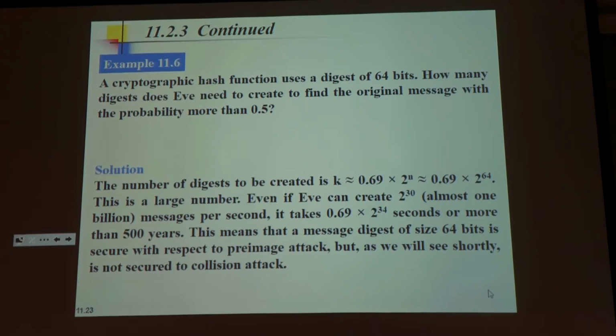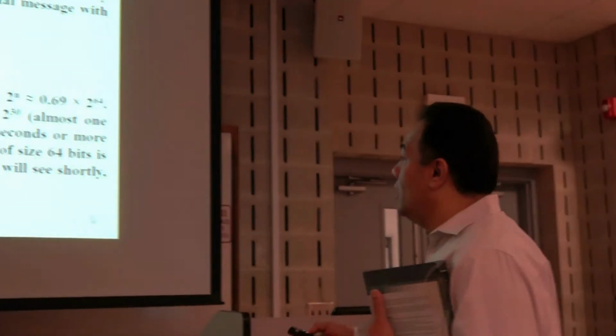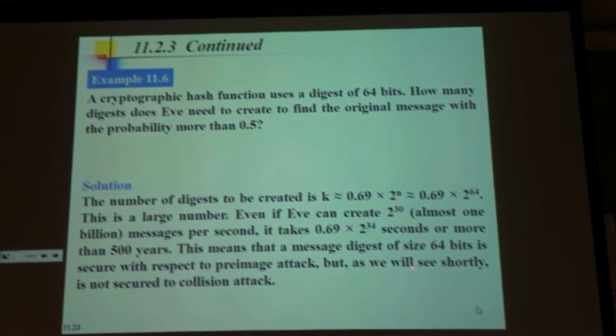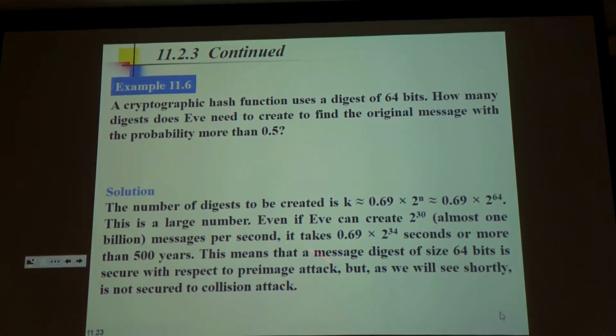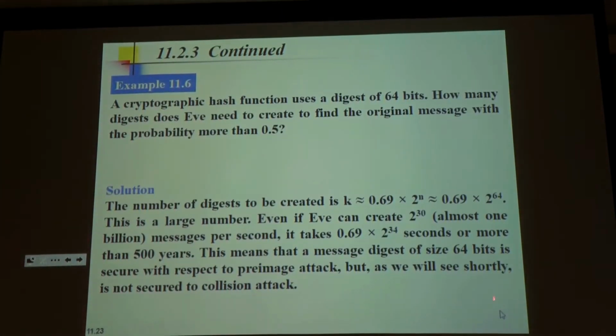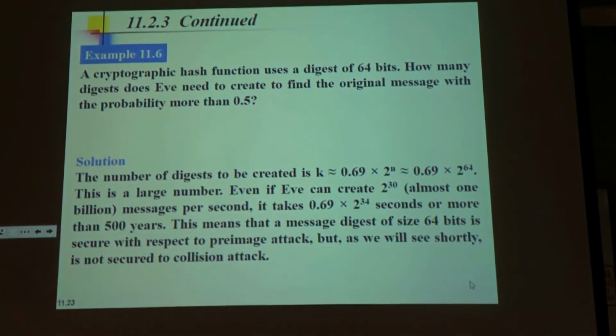It's going to take 500 years to be able to create every digest, okay? This means that a message digest of size 64-bit is secure with respect to pre-image attack, but as we will see shortly, not for collision attack. All right? You understand the point in here? The point is that for a pre-image, it's going to take 500 years to create a 64-bit digest.